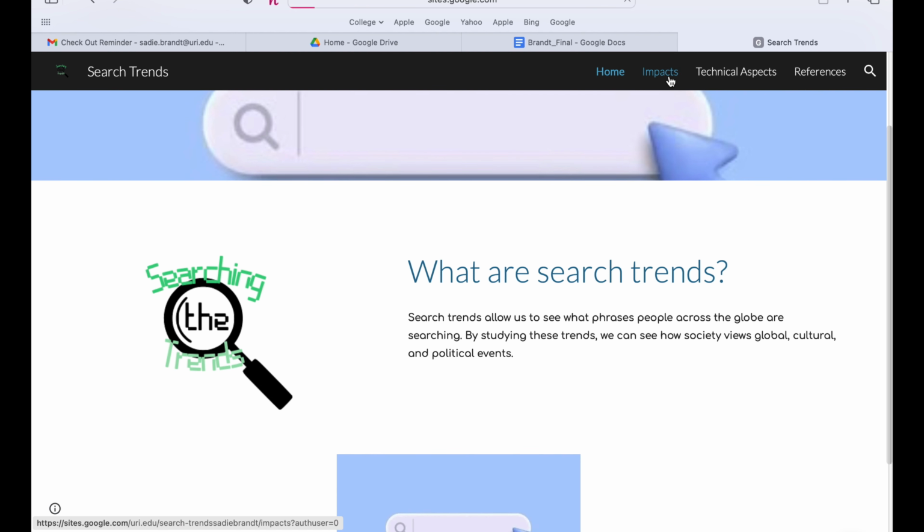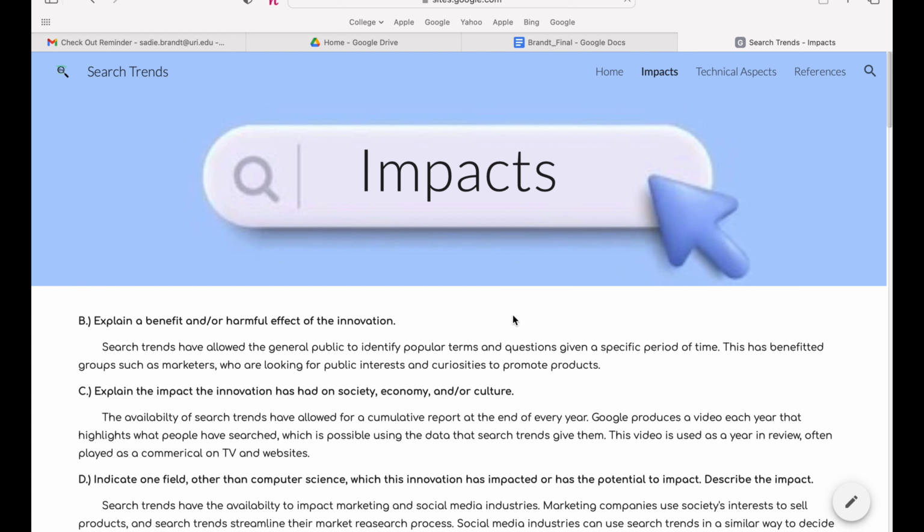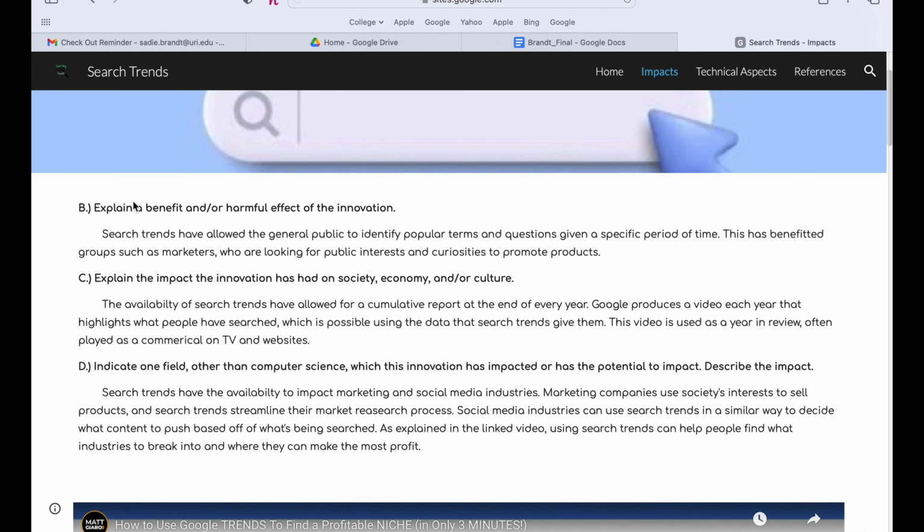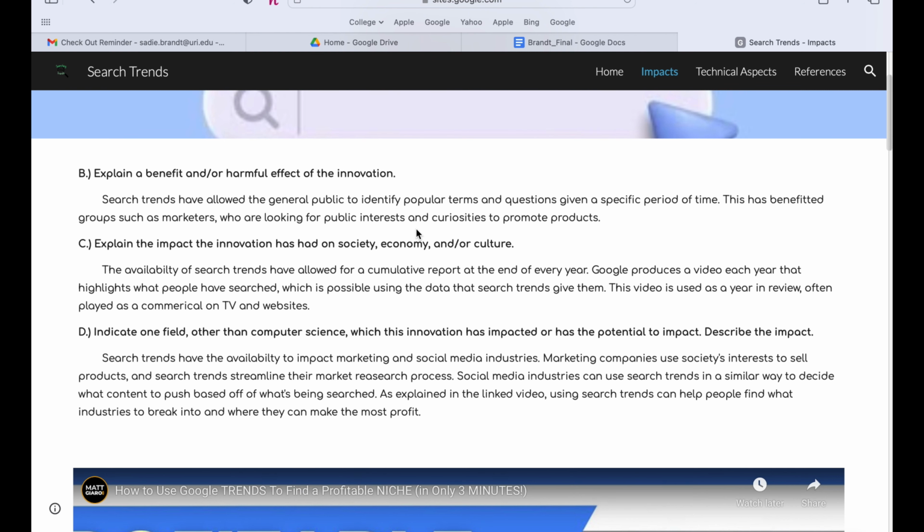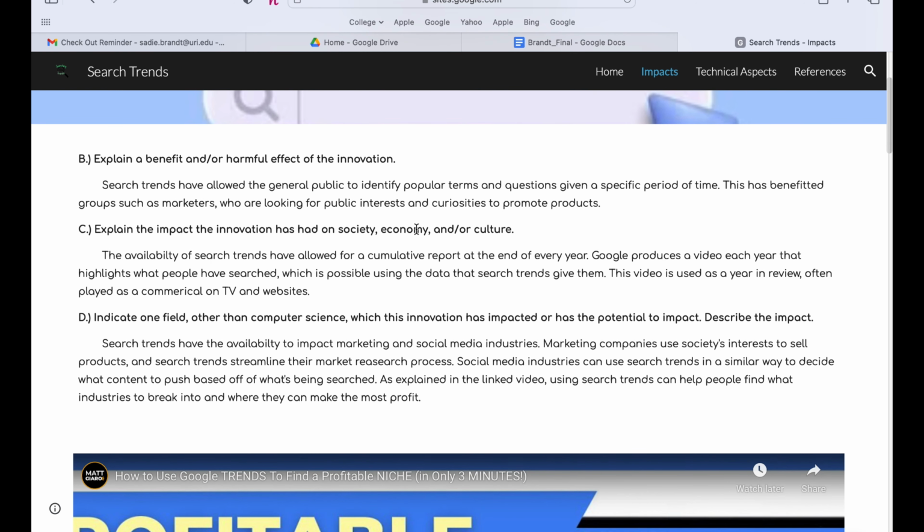Over here on the impacts page of my website, we have more. So B, explaining a benefit or harmful effect. There's very little harmful effects in search trends, but if we're talking about benefits, it has allowed the general public to identify popular terms, and this has really helped in marketing. If you're looking for public interests and what people have been looking for, using search trends, you don't even have to search up a specific term. Google Trends allows you to just see what is trending now.